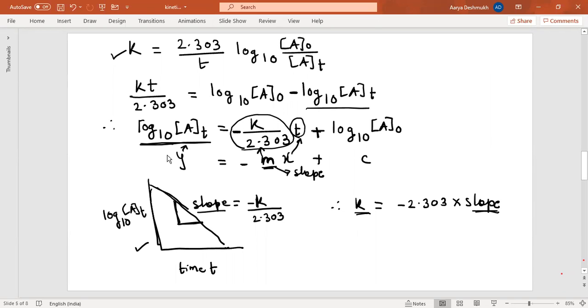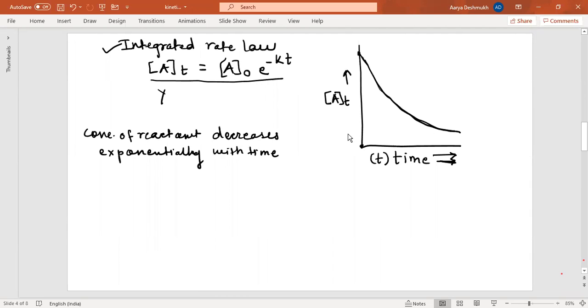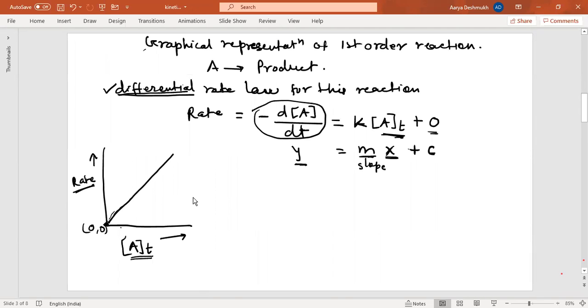If you write it this way, and the graph is plotted as log a versus time t, you will get such a graph. This is the third way. You can put in the integrated rate law, and you will get such a graph. Okay. And this is for the differential rate law. So these are the three or four different ways you can interpret the first order reaction graphically.